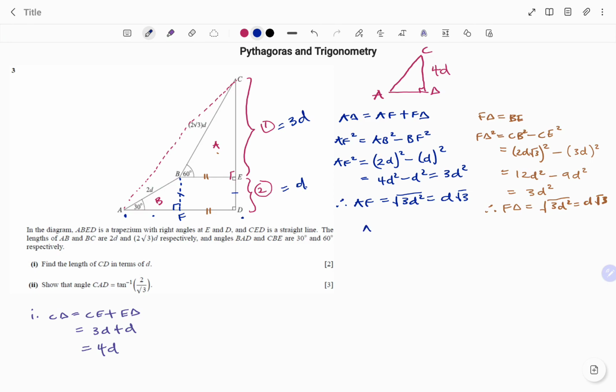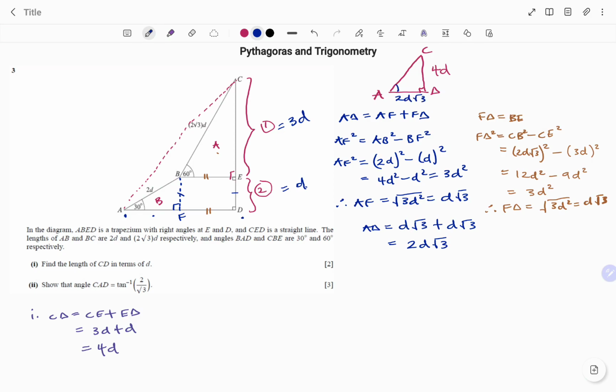So therefore, the total AD is equal to AF, which is D root 3, plus FD, which is also D root 3. Therefore, AD is 2D root 3. So the total distance AD is 2D root 3.